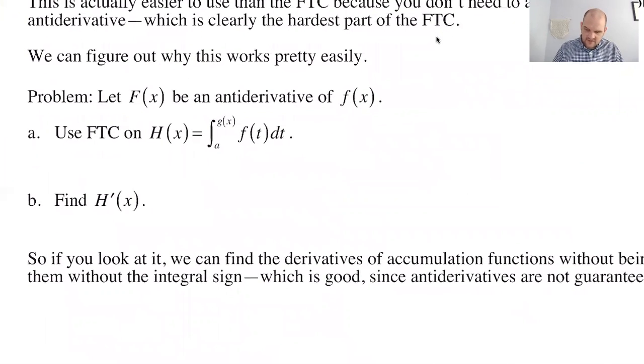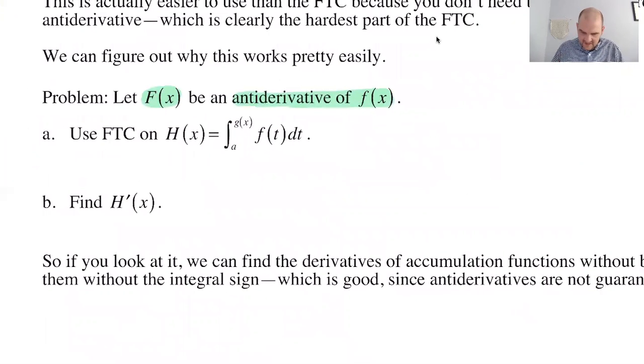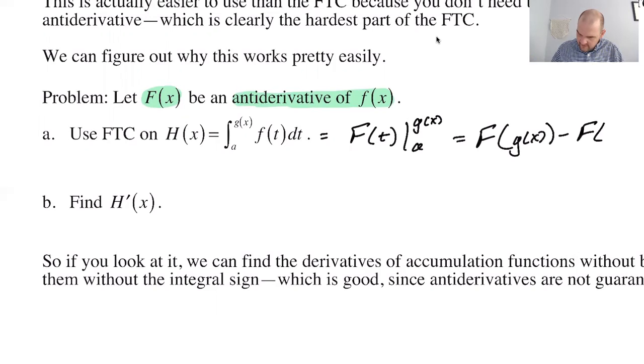So to do this, you need to use my least favorite convention in all of calculus. Let capital F of x be an antiderivative of lowercase f of x. How are you supposed to say that? Big F and little f? I don't really know. So if that's the case, the antiderivative of little f is big F, and then we're going to use the fundamental theorem. So you go from a to g of x. This gives me capital F of g of x minus capital F of a.